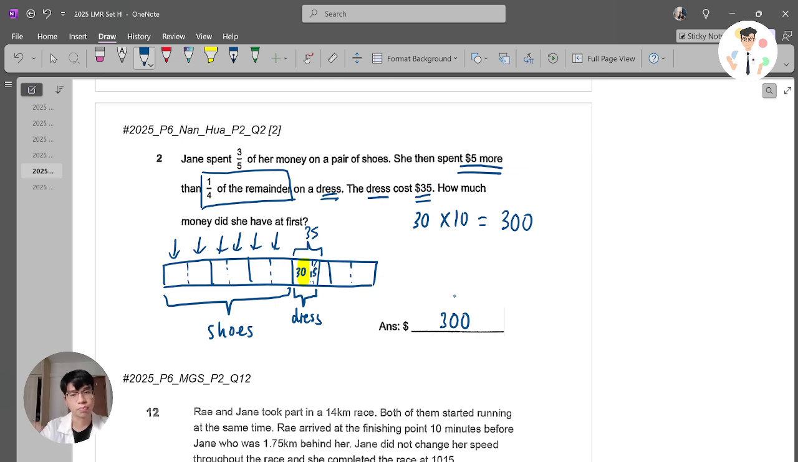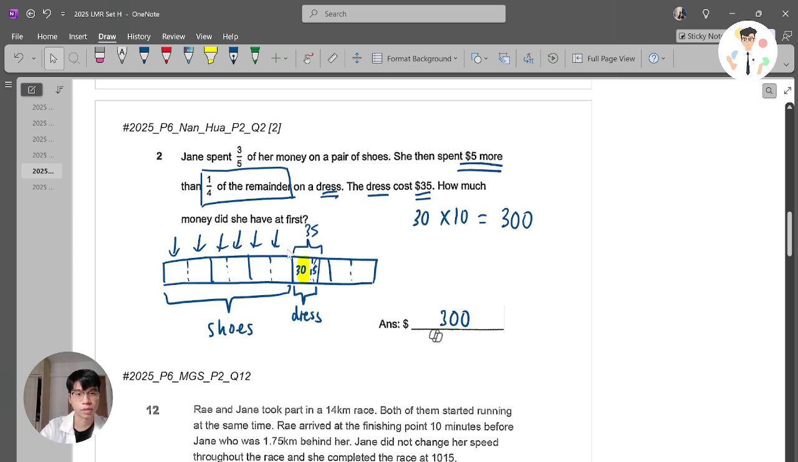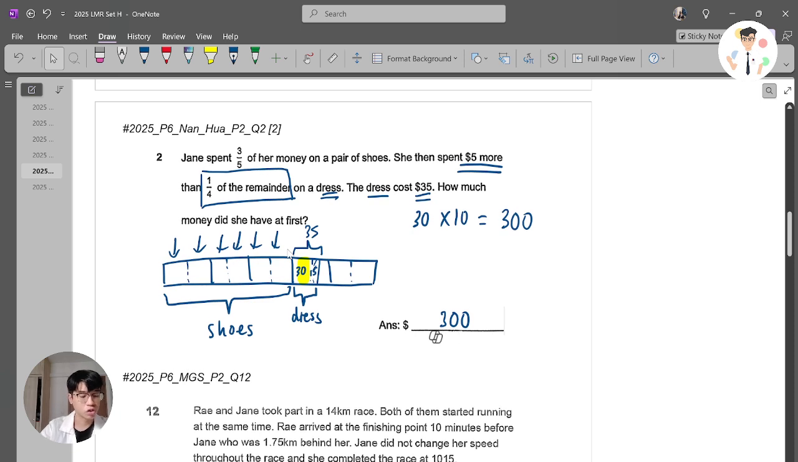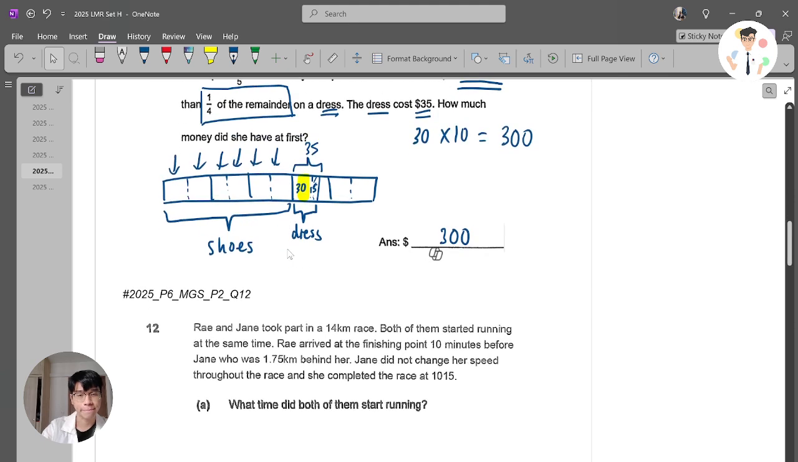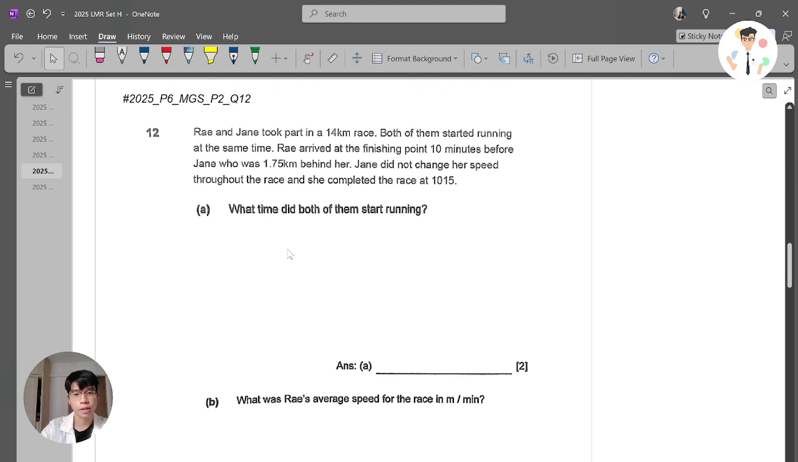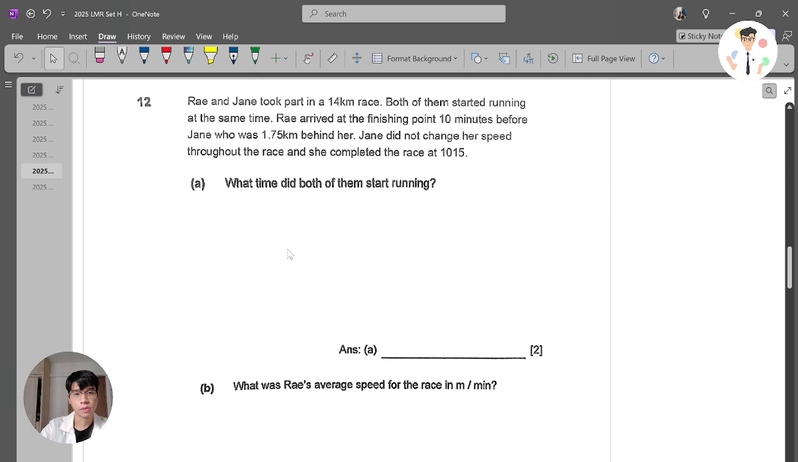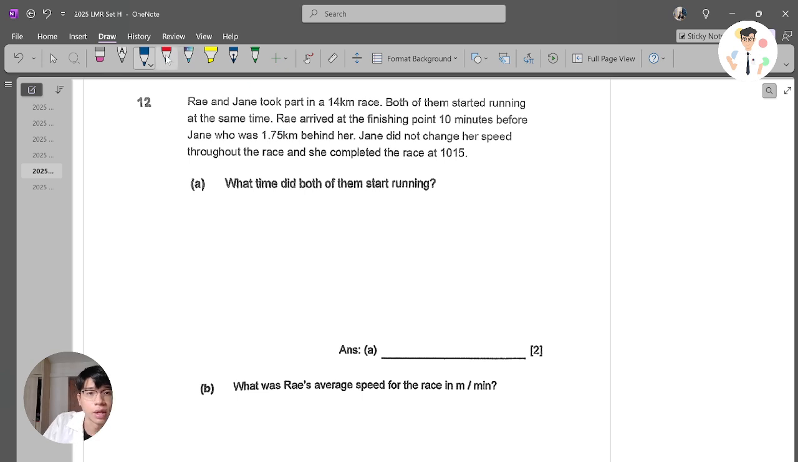Okay, simple. And let's move on to our next question, which is from MGS paper 2, question 12. Okay, so let's look at this question.